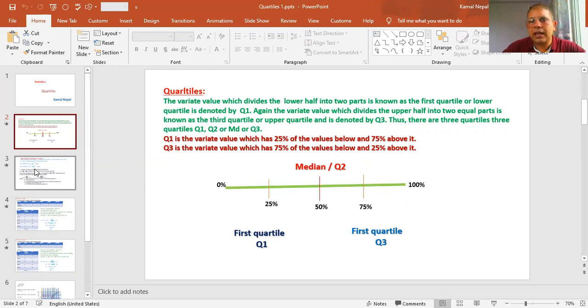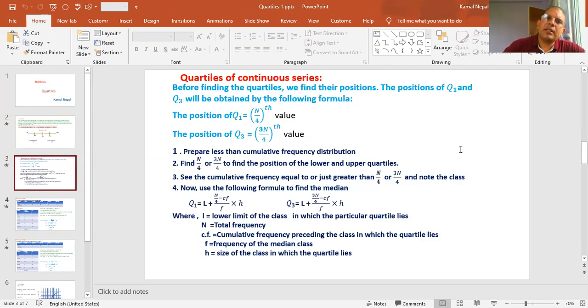Next slide: quartiles of a continuous series. Before finding the quartiles, we find their position. The positions of quartile 1 and quartile 3 are obtained by the following formulas. The position of quartile 1 is the n by 4th value, and the position of quartile 3 is the 3n by 4th value. Prepare the less than cumulative frequency distribution, and then find n by 4 for the lower quartile, and 3n by 4 for the upper quartile.